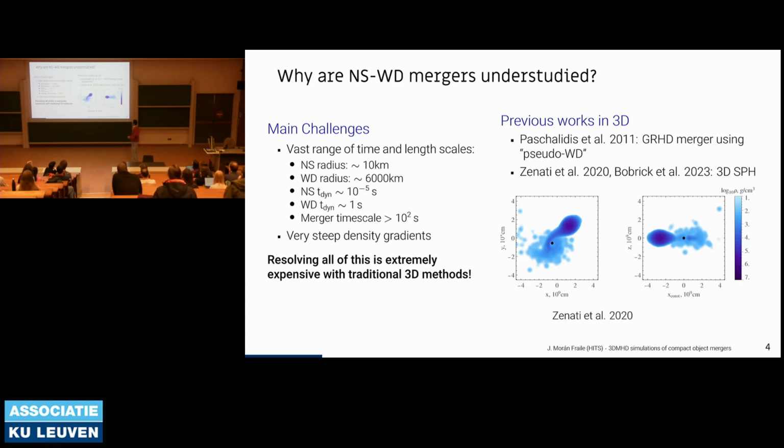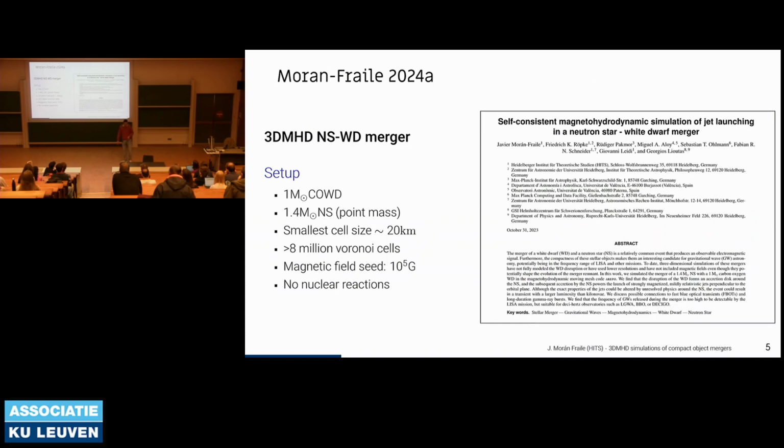For this reason, previous works have resorted to tricks, such as scaling the white dwarfs down to the size of neutron stars, or using low-resolution SPH simulations to have first glimpses of how this looks. But as I mentioned, our code is pretty special, and we can go a couple of steps further. Thanks to that, last year we performed the first ever 3D MHD simulation of a neutron star white dwarf merger. This was published already a year and a half ago, I think. We have many more simulations of this, but this is the one that we studied here, the merger between a 1 solar mass carbon-oxygen white dwarf and a 1.4 solar mass neutron star.